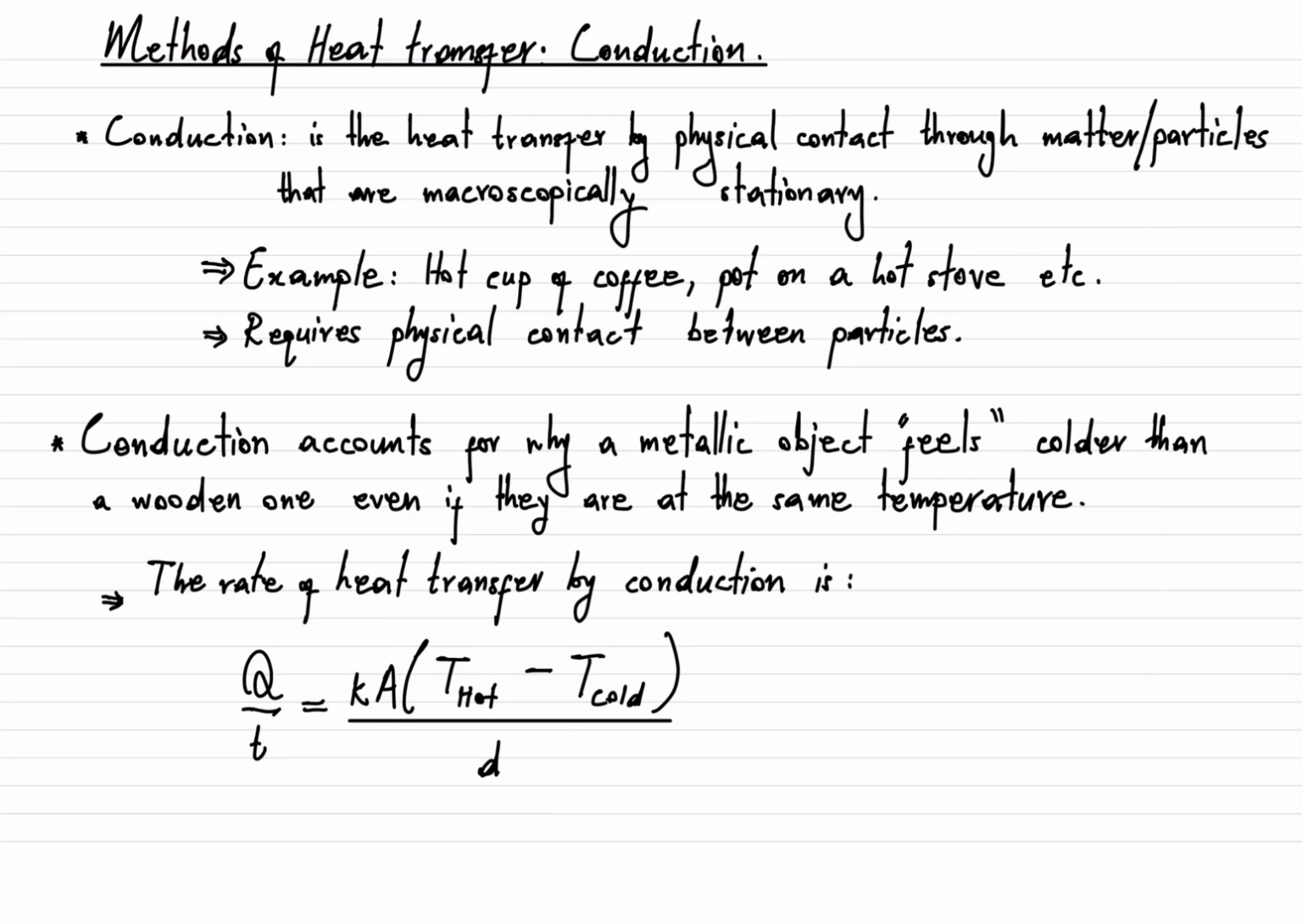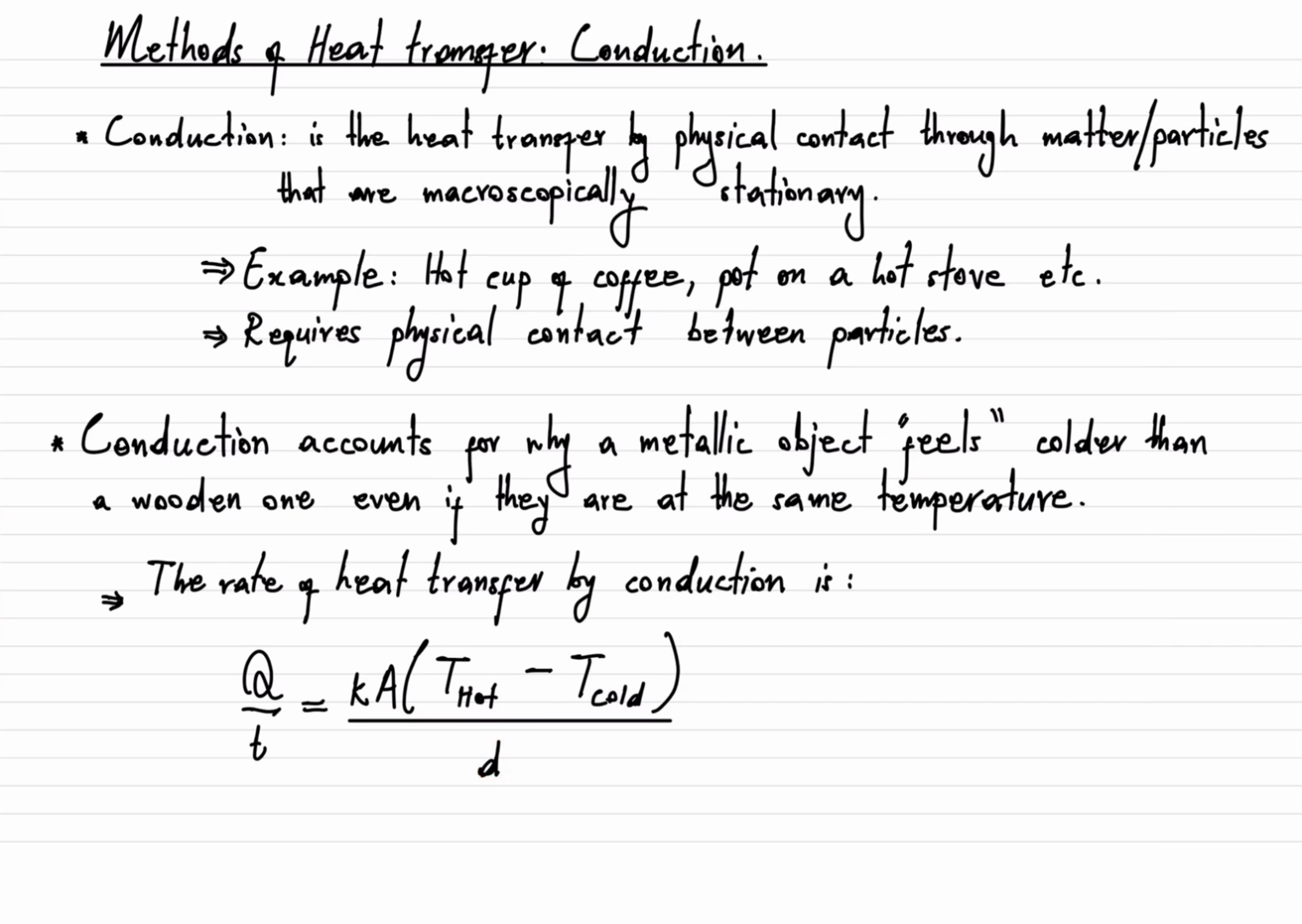I will mention this later, but K is a property of the object in question, or the means through which the heat is being transferred. It's referred to as thermal conductivity. That's what K is. It's a measure of how well an object can conduct heat, can transfer heat by means of conduction. And A is simply the surface area. So if we're using our whole hand to touch the object, then A would be the surface area of our hand, the part that's touching the object.